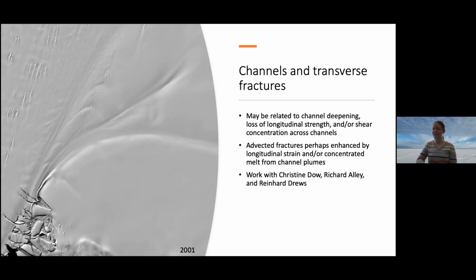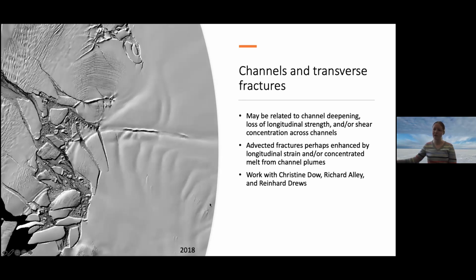But we're working to do a little bit of modeling on those and get into some more detailed observation of a few channels that are spawning these transverse fractures. This is an example here on the left lateral shear margin of Pine Island Glacier. This is 2001, and this is 2018 on the same channel, and another channel that has formed recently. And here it's a little hard to see in that image, but again, we see the growth of transverse fractures that are directly propagating from those basal channels. So that's something that we're working on.